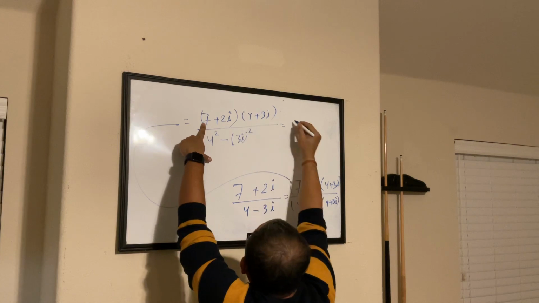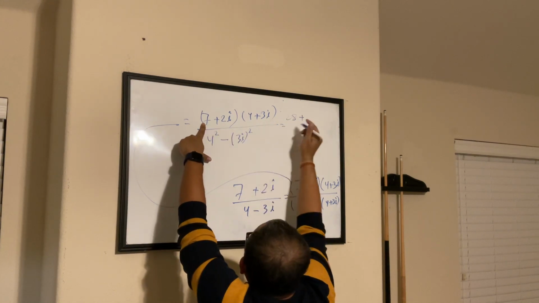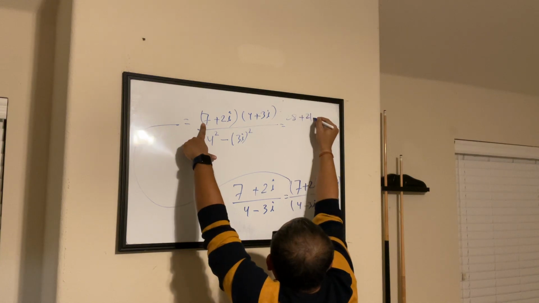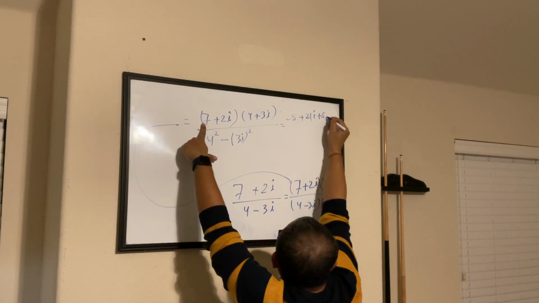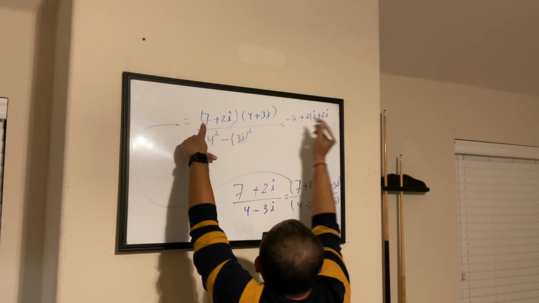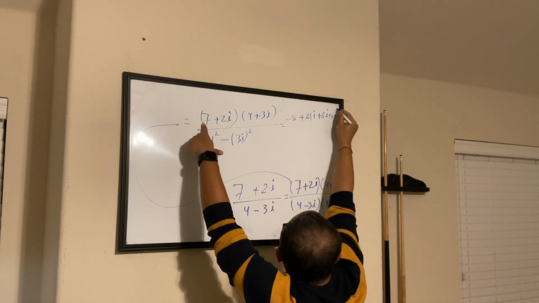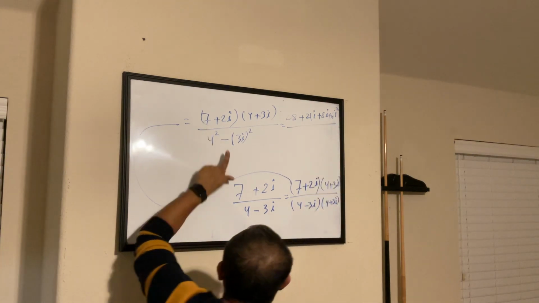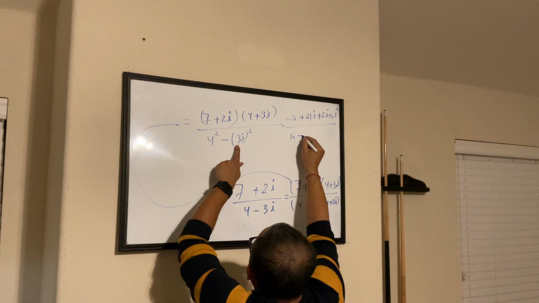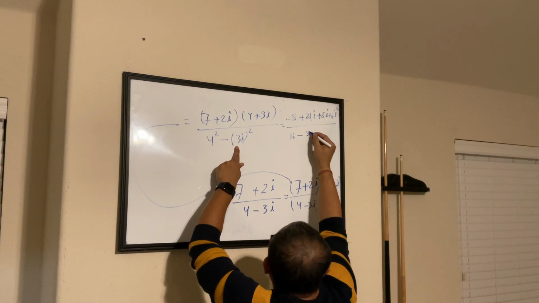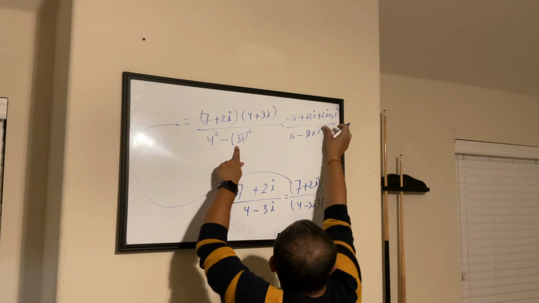So 7 times 4 is 28, plus 7 times 3 is 21i, plus 2i into 4 is 8i, plus 2 into 3i is 6i square, divided by, this became 4 square which is 16 minus 3 square which is 9, into i square which is minus 1.